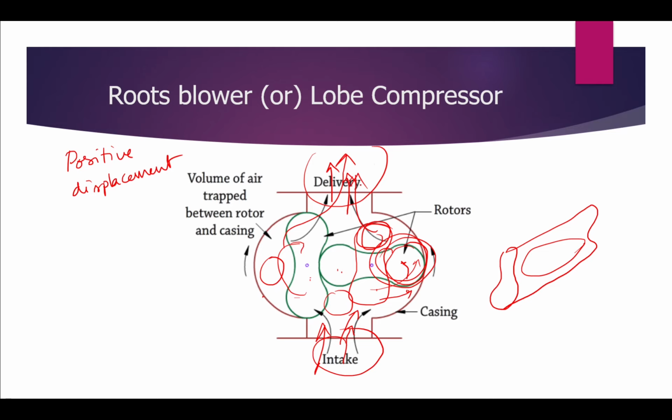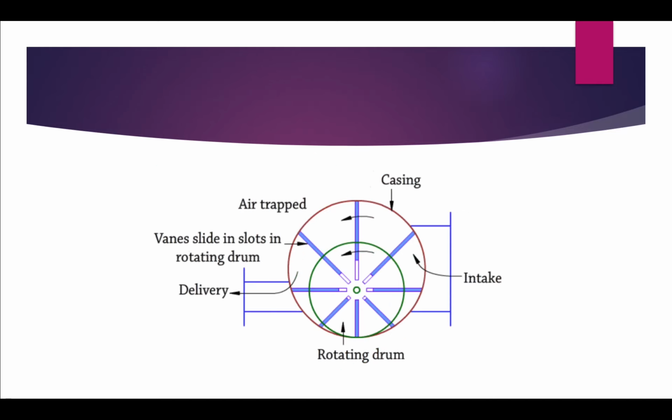This is a lobe compressor. This is called a vane compressor. There will be a number of vanes. These are called vanes: 1, 2, 3, 4, 5, 6, 7, 8. Eight vanes are there, and these can slide in these slots like this. If you see here, there is some gap. In this gap there will be a spring.